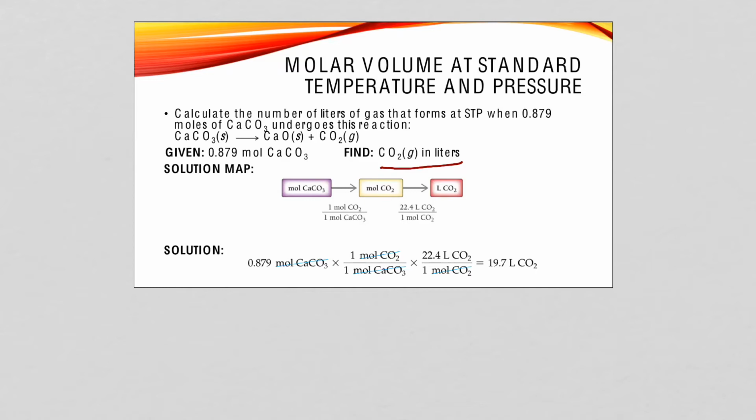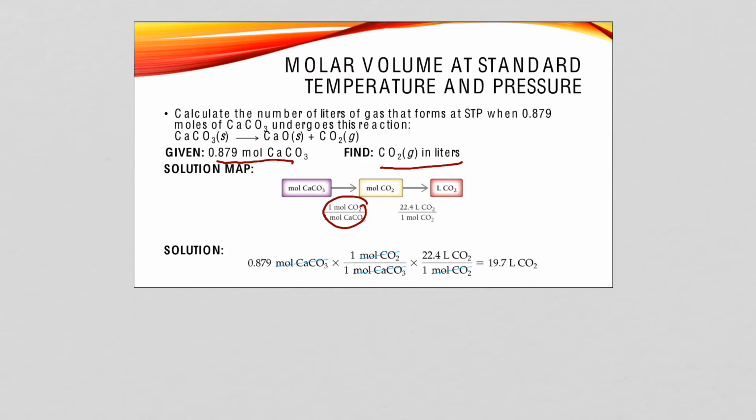Then we start with 0.879 moles of calcium carbonate. So this is a simplified stoichiometry problem, right? We don't have to convert into moles of calcium carbonate, because we're already given that, and we want to go to moles of CO2. So again, we're going from moles of one thing to moles of something else, so we're going to use our mole-to-mole ratio. In this case, our mole-to-mole ratio is 1 to 1.